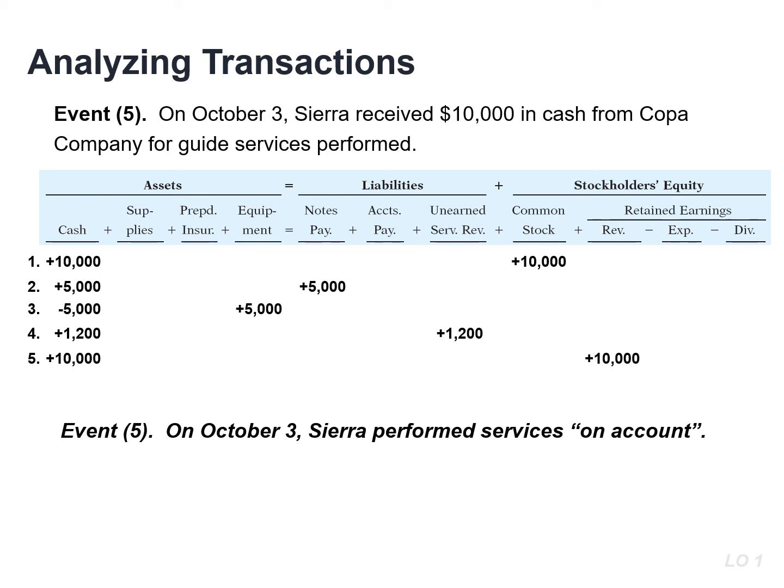Accounts receivable represents the right to receive payment at a later date. Suppose that Sierra had performed these services on account rather than for cash. This event would be reported using accounts receivable and revenue. Later, when Sierra collects the $10,000 from the customer, accounts receivable would decrease by $10,000 and cash would increase by $10,000. Note, the collection of the receivable does not affect revenue. Instead, Sierra records an exchange of one asset, accounts receivable, for a different asset, cash.